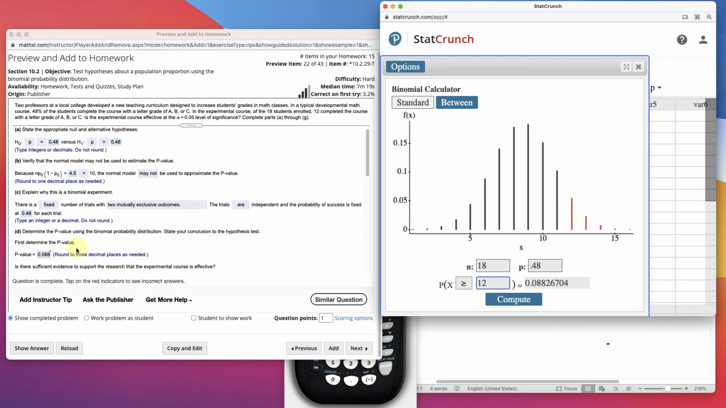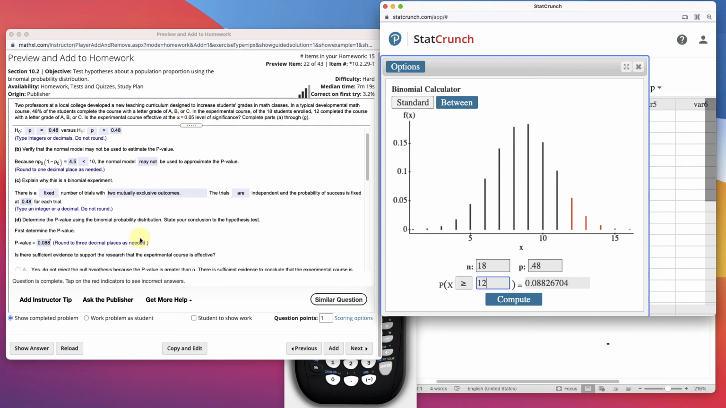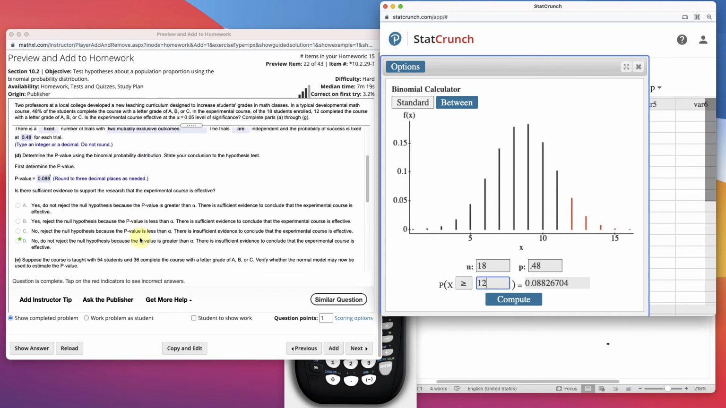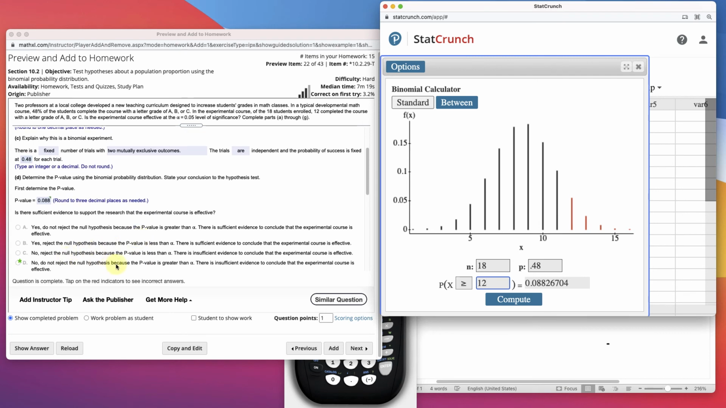Now we compare this 0.088 with our level of significance, 0.05. Is the p-value less than that? If it is, we reject the null hypothesis. The p-value is not less than that, so we do not reject the null hypothesis, right? Says no, do not reject the null hypothesis because the p-value is greater than alpha. There is insufficient evidence to conclude that the experimental course is effective.